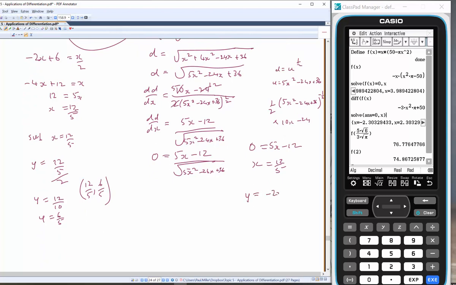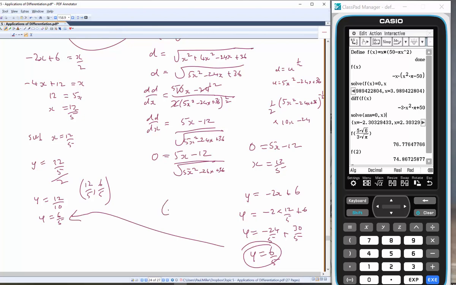So y equals negative 2x plus 6, y equals negative 2 times 12 on 5 plus 6, y equals negative 24 on 5 plus 30 on 5, y equals 6 on 5. There we go. So the coordinates that will cause the minimum distance are 12 on 5, 6 on 5. There you go.